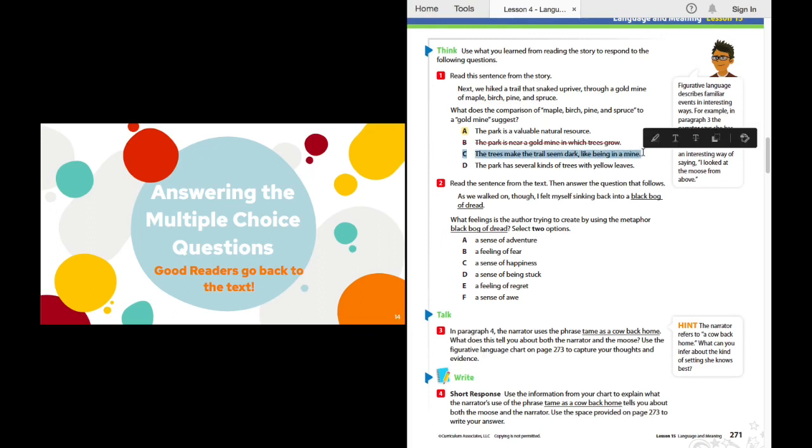So I'm going to cross this one out. The park has several kinds of trees with yellow leaves. Maybe, but I'm not really sure that's what the author is trying to say. So my answer choice is A.